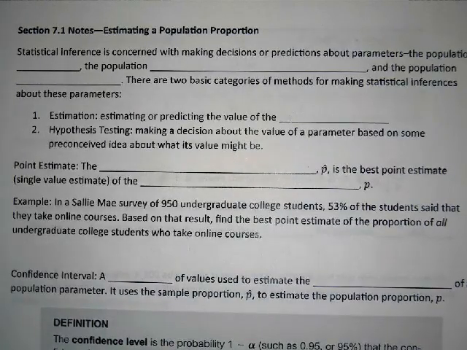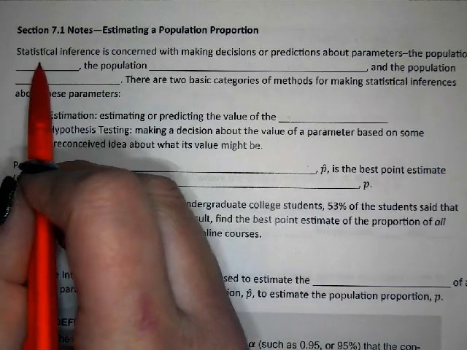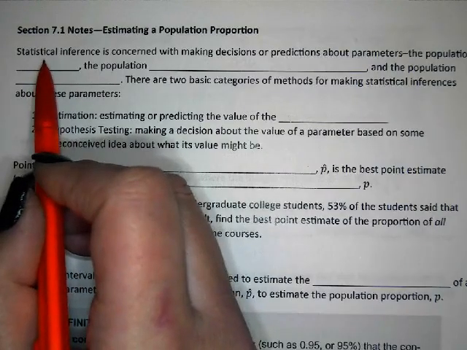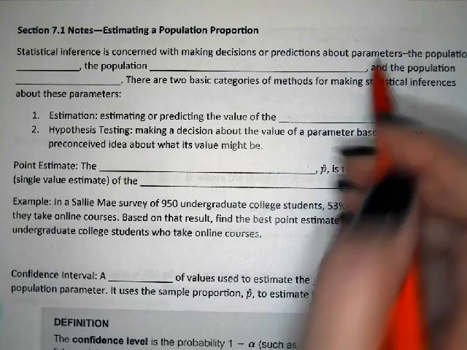This video is on section 7.1 notes, estimating a population proportion. So at this point, when we've gotten to chapter 7, we're pulling everything together with the goal of doing a statistical analysis. So here it says a statistical inference is concerned with making decisions or predictions about parameters.